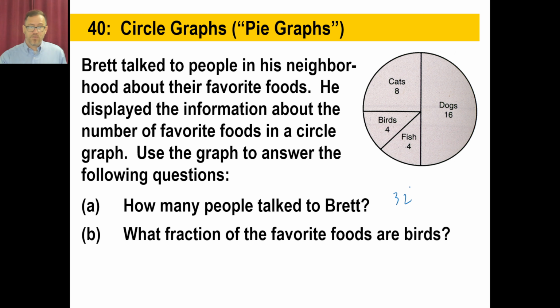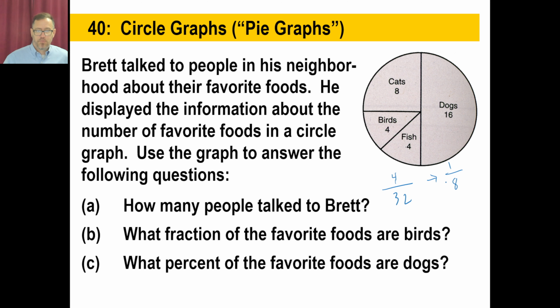All right. What fraction of the favorite foods are birds? Well, we know that Brett talked to 32 people total. 4 people chose birds. So 4 out of 32. Okay. Yeah. That's 4 out of 32. Go ahead and reduce that, since 4 goes into both of those, 1 time and then 8 times. 1/8 of the people prefer birds to the more delicious cats and dogs.